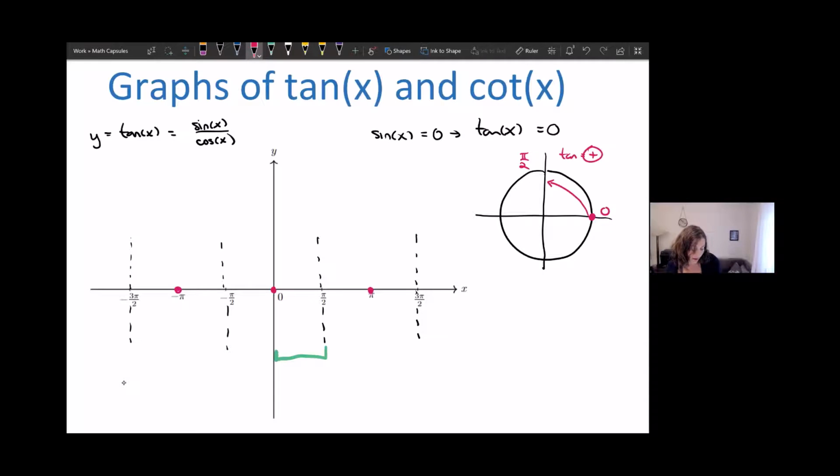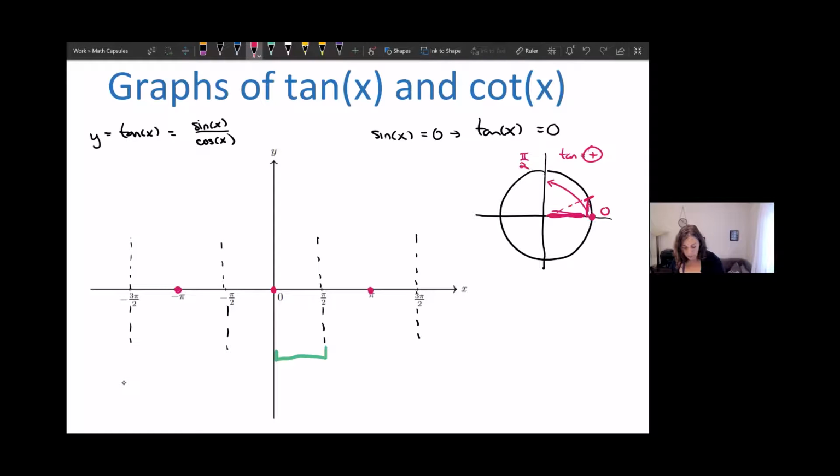So that's why I got a value of 0 there for tan. What happens as I move up? Well, if I think about values near 0, I'll see that sine is smaller than cosine. So when I divide sine by cosine, I'm going to get an answer less than 1. So something close to 0.